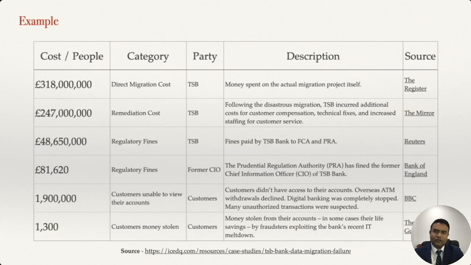Look at those numbers. 318 million pounds spent on data migration itself. To do it so wrong that you would need 247 million pounds again to fix technical issues and pay compensation to customers. On top of that, 48 million pounds in fines to regulatory authorities and 81,000 pounds paid as a fine by the former CIO himself.